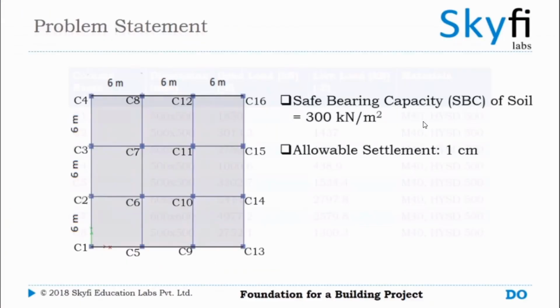Here we will be seeing the problem statement. You can see in this picture column 1 to column 16, all the columns have been named and shown. Each column is at a distance of 6 meters from center to center. The safe bearing capacity of the soil is 300 kilonewton per meter square. Allowable settlement is 1 centimeter.